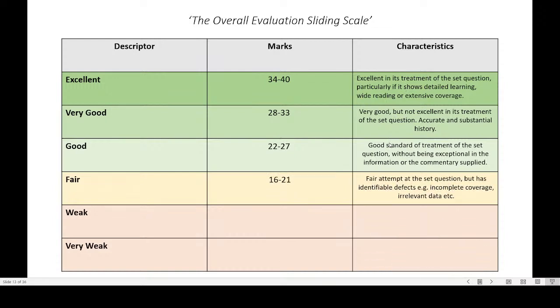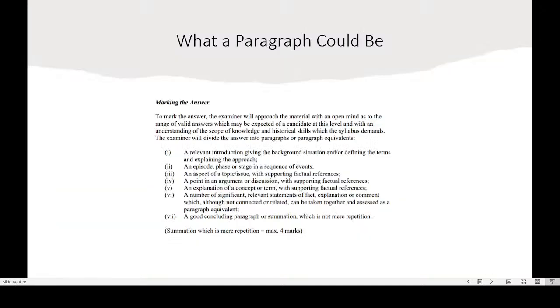Fair, 16 to 21. A fair attempt at the set question but has identifiable defects, e.g. incomplete coverage, irrelevant data. Weak, 10 to 15. Poor in that it fails to answer the question as set but has some merits. And then very weak would be an extremely poor attempt at a paragraph, or at an essay, to get this. A very poor answer, which at best offers only scraps of information.